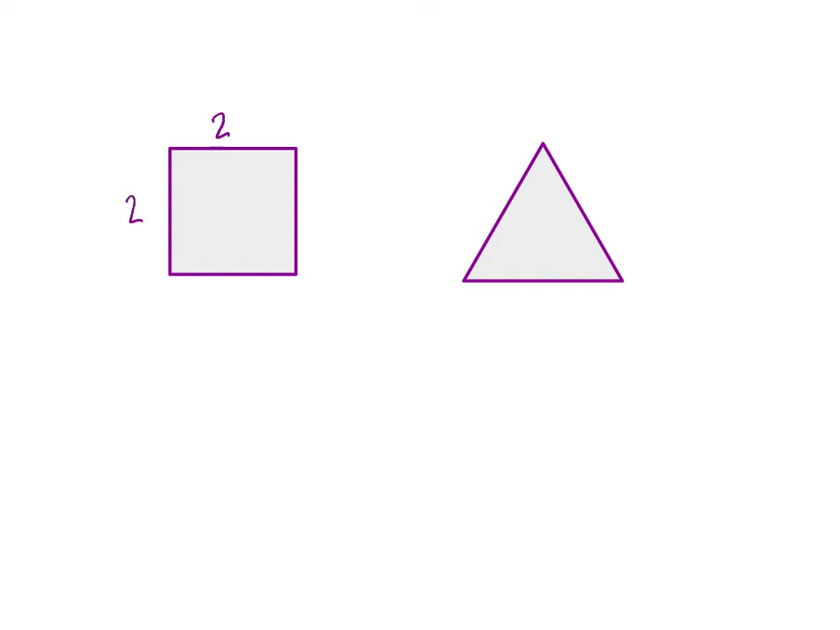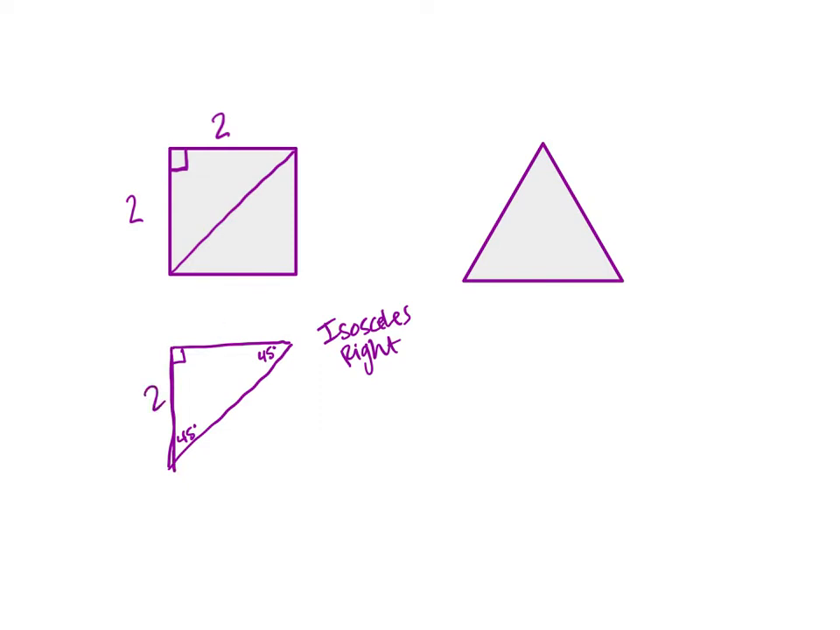So if we have a square and the sides are both 2, we know that the angles of a square are all 90 degrees. So if we cut that square diagonally, we get two 45-degree angles. And this is called an isosceles right triangle, if I could spell that. You should remember that from your Delta Math days. Okay, so these two sides are both 2.